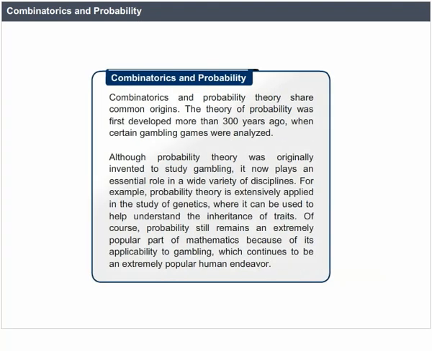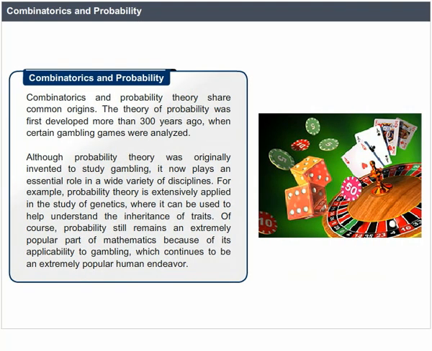Combinatorics and probability theory share common origins. The theory of probability was first developed more than 300 years ago when certain gambling games were analyzed. Although probability theory was originally invented to study gambling, it now plays an essential role in a wide variety of disciplines. For example, probability theory is extensively applied in the study of genetics, where it can be used to help understand the inheritance of traits. Of course, probability still remains an extremely popular part of mathematics because of its applicability to gambling, which continues to be an extremely popular human endeavor.